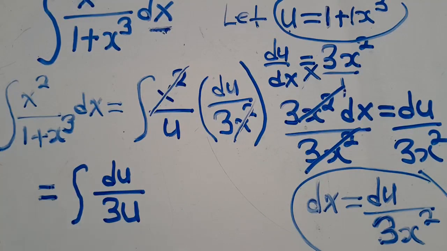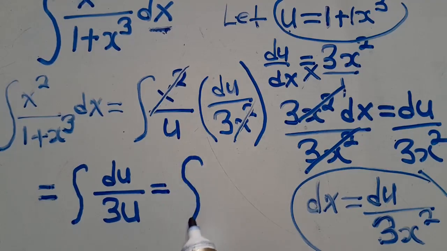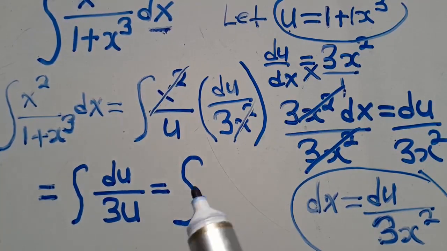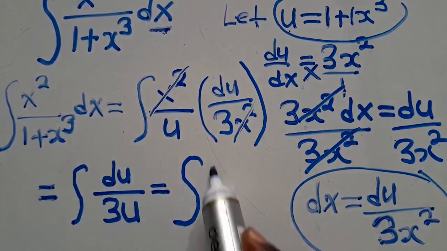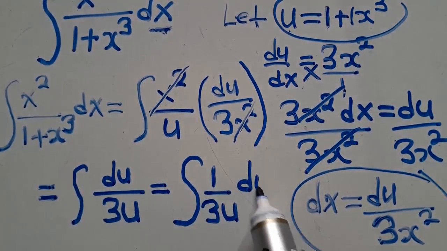So this is the same as, I just want to make things very simple to you. This is just the same as the integral. I put the integral like this, so I write the integral there. After writing the integral there, then this is what? 1 over 3u. Then the du goes there.